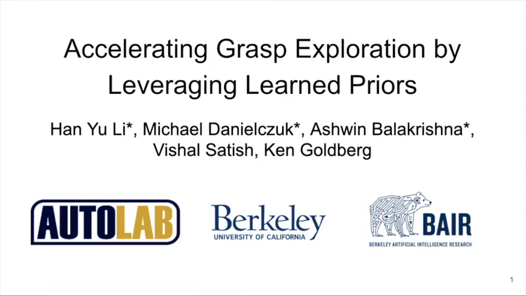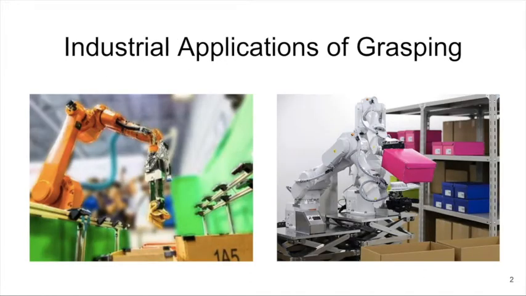Accelerating grasp exploration by leveraging learned priors. Robotic grasping has a wide range of industry applications, such as manufacturing, warehouse order fulfillment, and assistive robotics. Grasping is a difficult problem due to uncertainty in sensing and control.